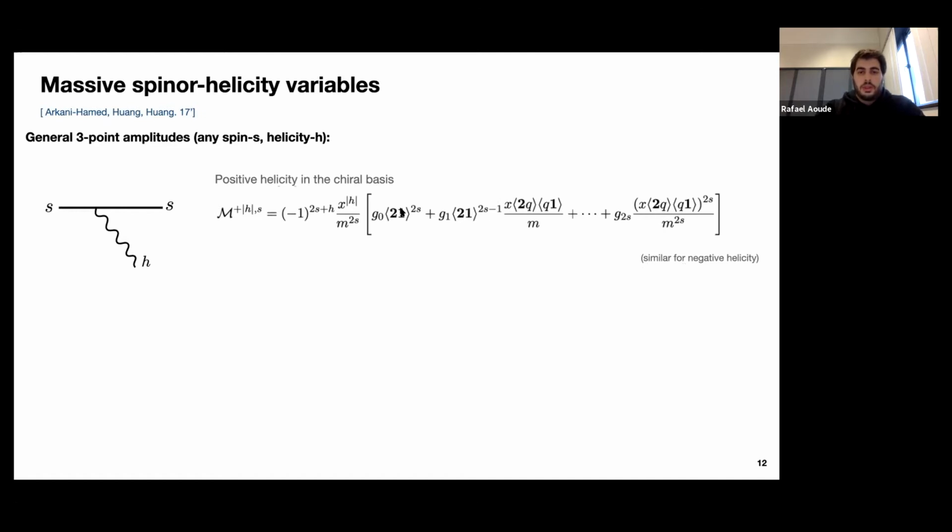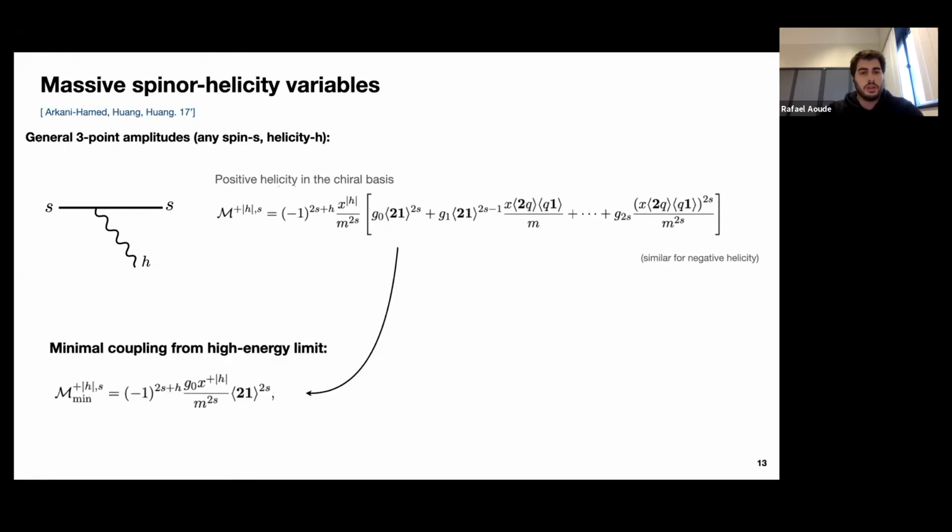However, this is not a clear separation between spinless and spin effects, because the traditional variables, these angular brackets, hide the spin and the spinless effects, as we're going to see in the next slide. Just to mention, the minimal coupling from this 3-point amplitude is the best behaved amplitude, and is the first one. This is what I've shown before in the previous slide.